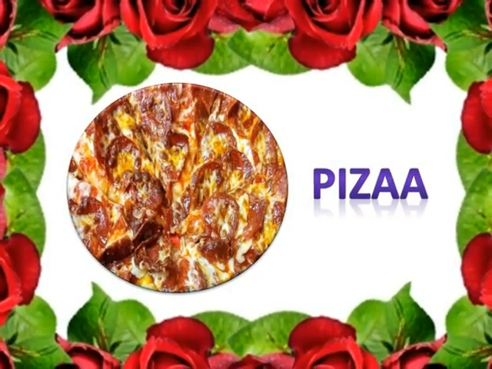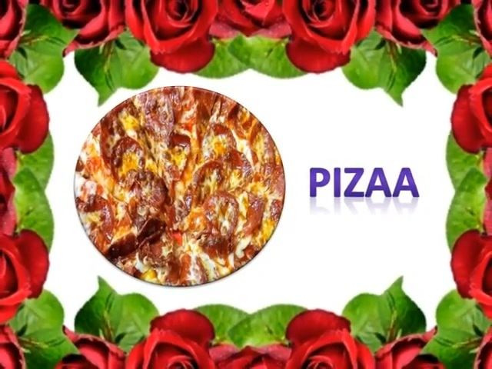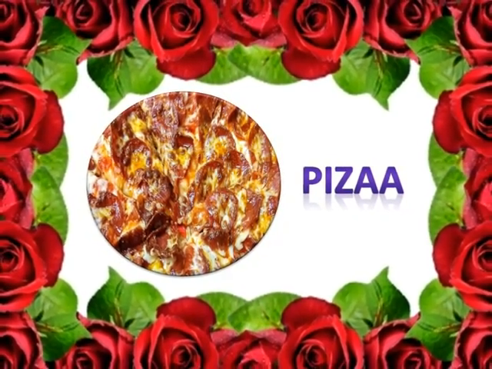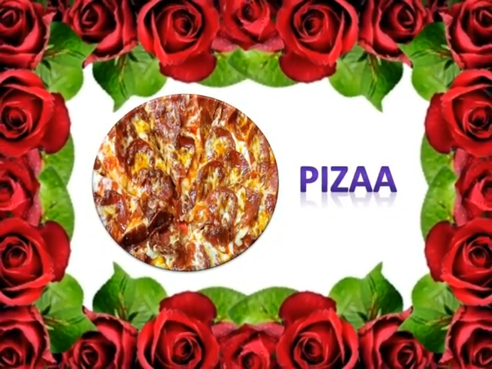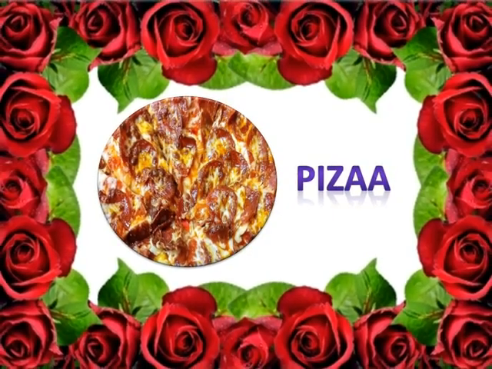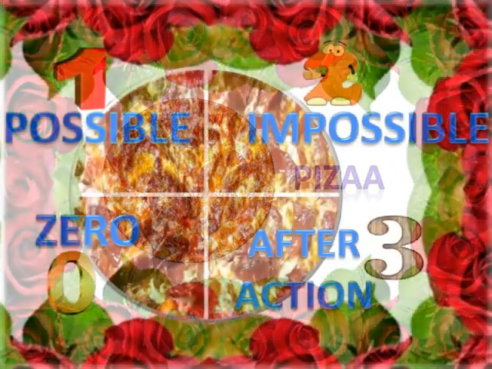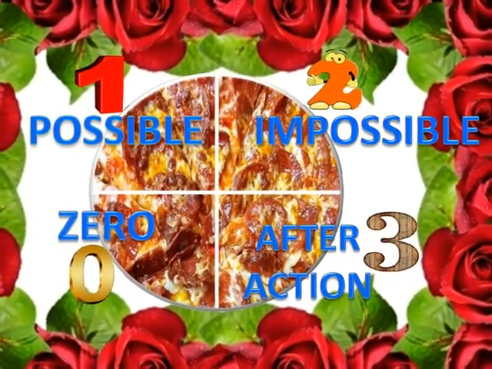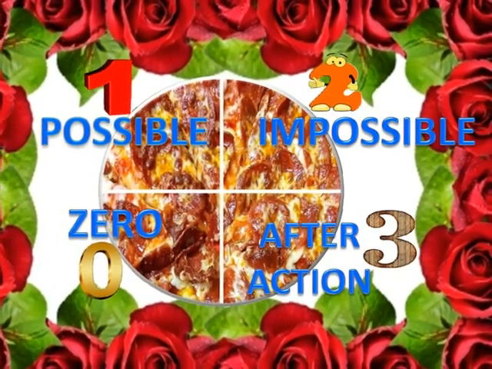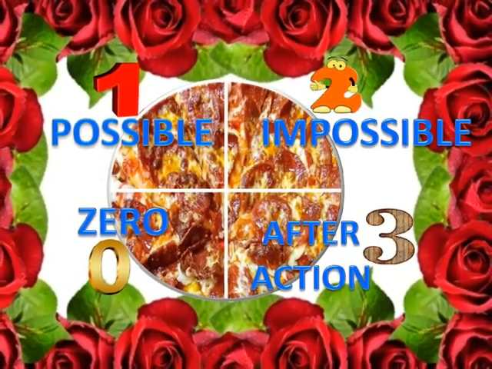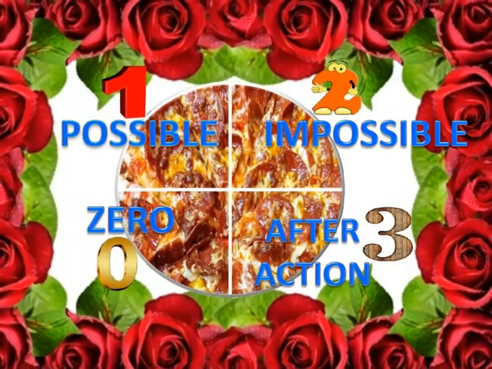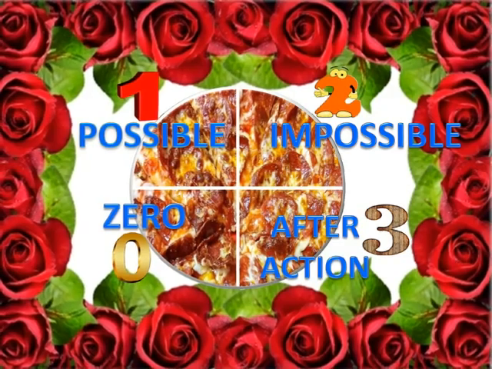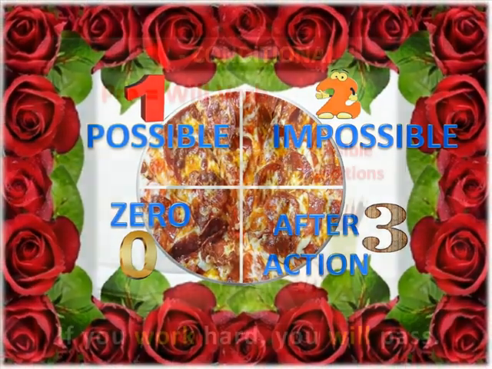To comprehend the structure of conditional clauses with varying meanings, let me introduce an easy technique. Now look at the picture, it is a delicious pizza. Just spell the word pizza, P-I-Z-A-A. Now let us divide the pizza into four equal parts, and each part is named as possible, impossible, zero, and after action. P for possible, I for impossible, Z for zero, and AA for after action.